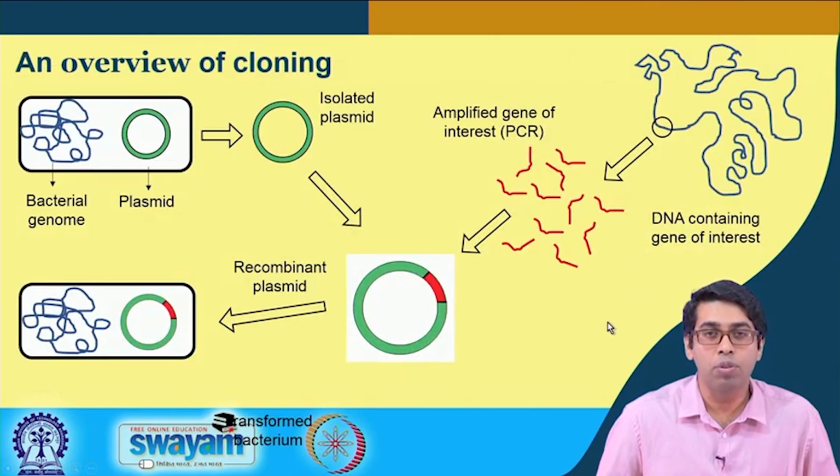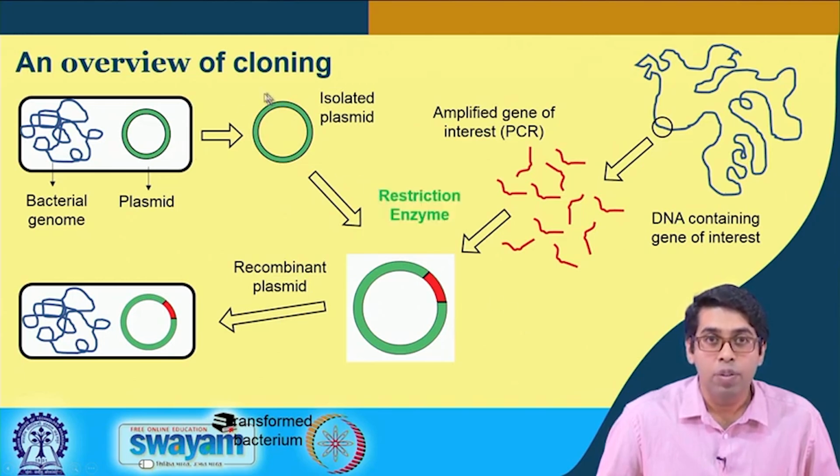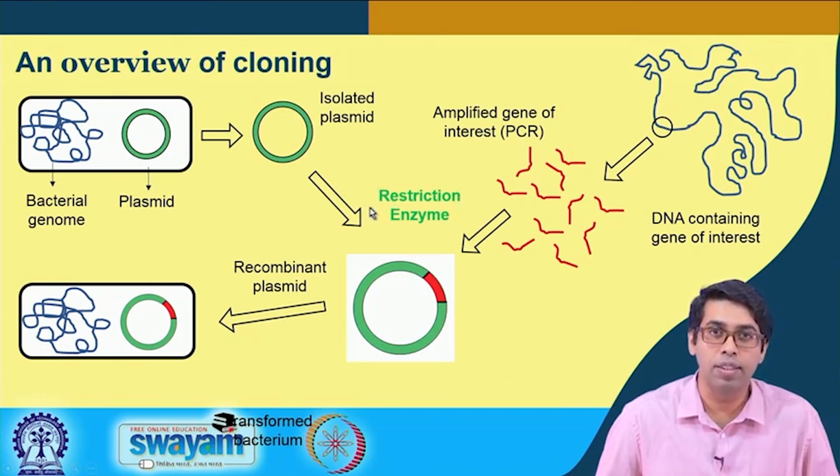Coming back to the overview slide, when you have your isolated plasmid and your amplified gene from PCR, at this step we use the restriction enzyme to digest them properly, so that they will have the right sticky ends and we can mix them together. Once we mix them together, there is a chance that they will combine like this, but they are held together by hydrogen bonds only.